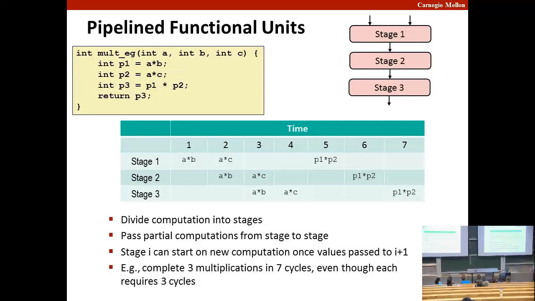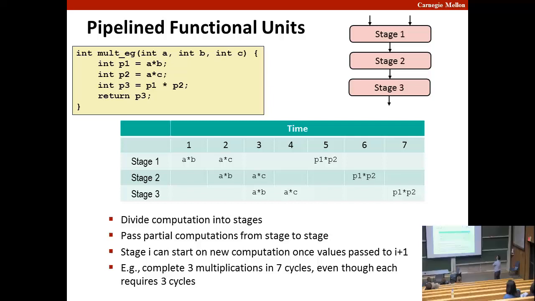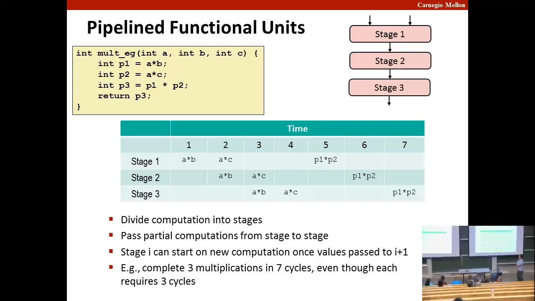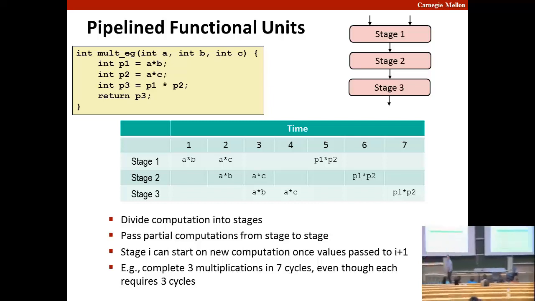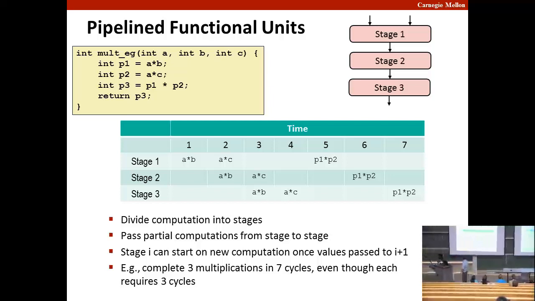Okay. So now we can see I'm doing A times B. I'm doing A times C. A times B and A times C are independent. A times B and A times P1 would not be independent. Do you see that? I can compute those first two in parallel, P1 and P2. Those can be dispatched to two different multipliers. P3 can't happen in parallel.